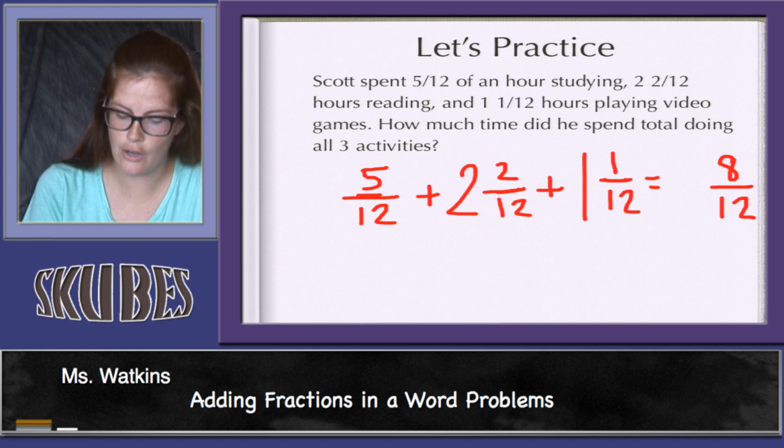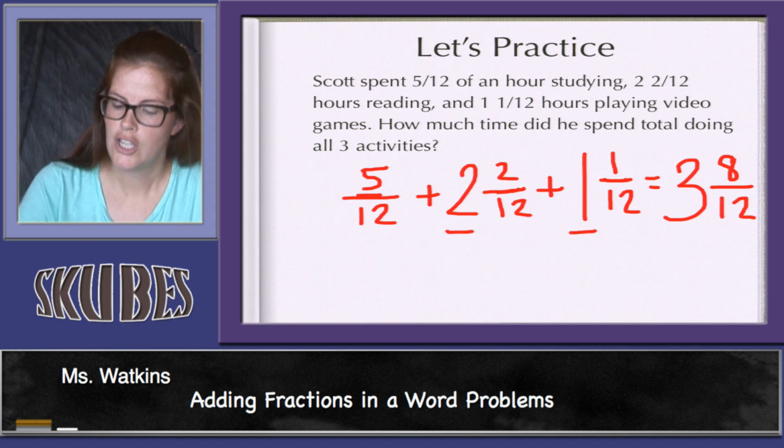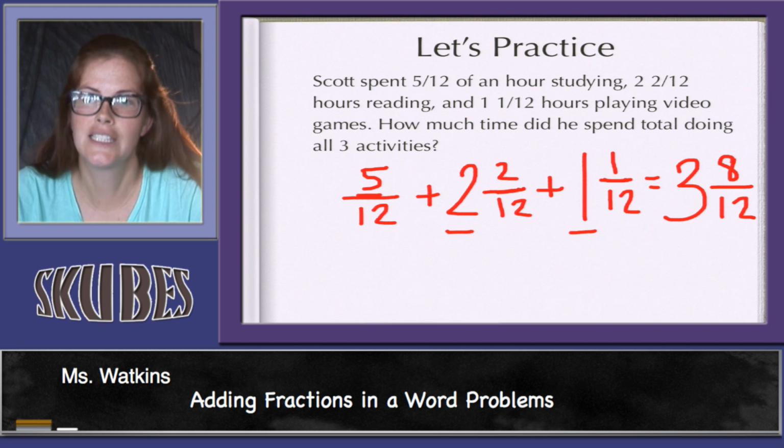And now we're ready to add our whole numbers. 2 plus 1 equals 3. So he spent 3 8/12 hours doing these activities.